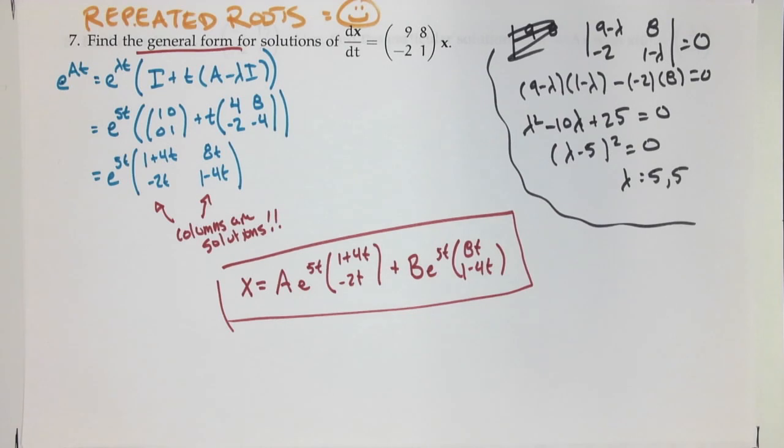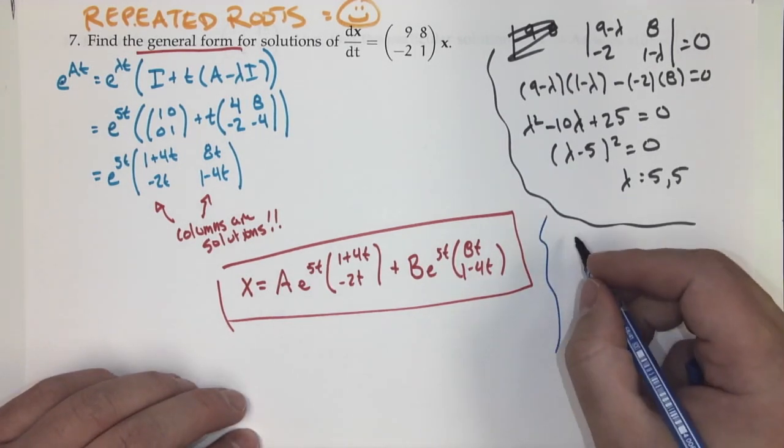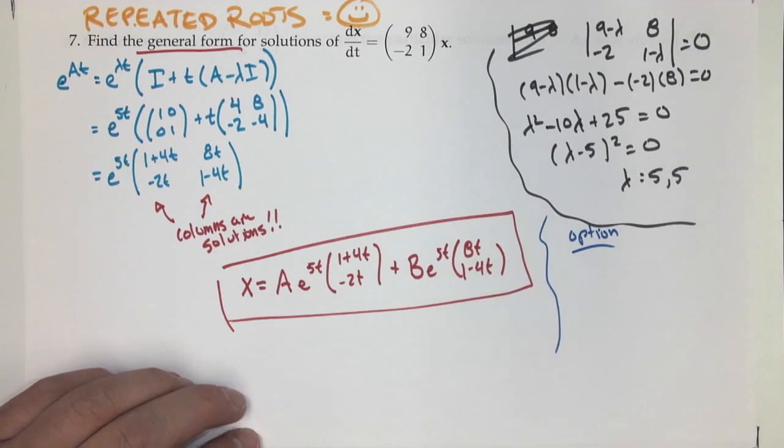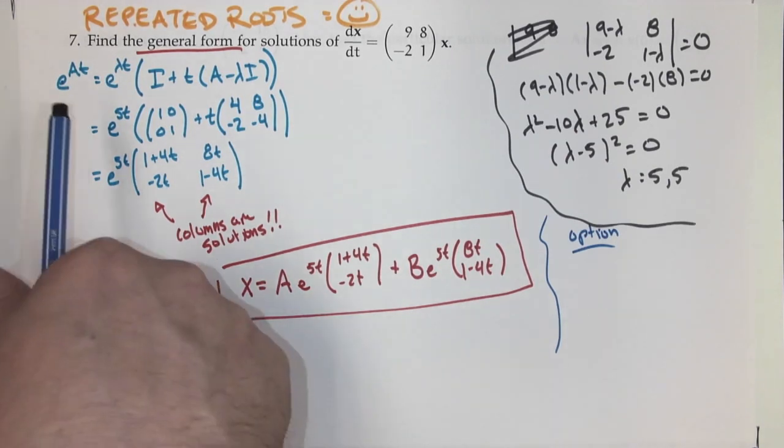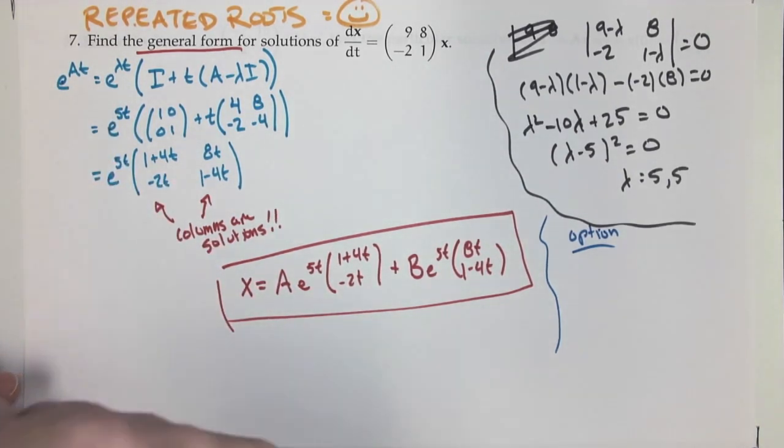All right, now suppose you're someone who doesn't like fundamental matrices. You don't like e to the at. What would you do then? Well, you can always retake the class until you do like it, but the other thing you can do is when you do have repeated roots, this is the other option, which I strongly, strongly discourage. Please don't go down this road. Please, anytime you have a repeated root, pull out this formula, and life is good. But if you don't want to, you don't have to.